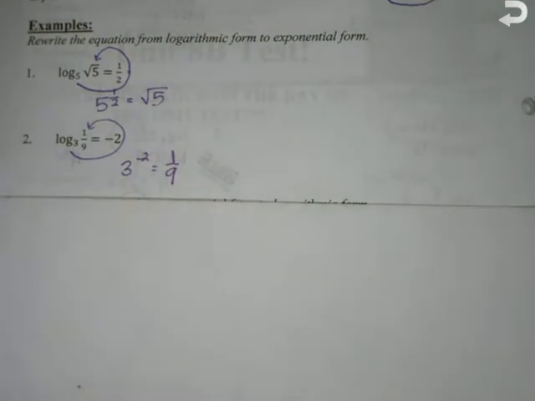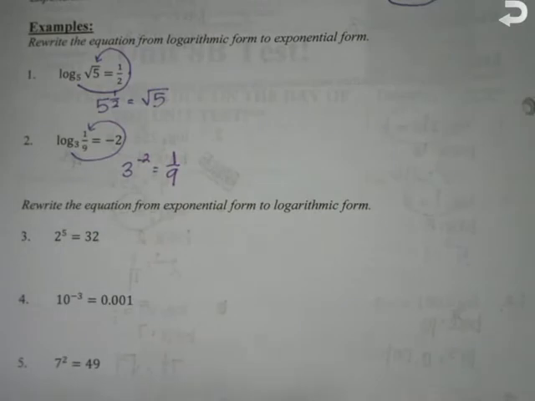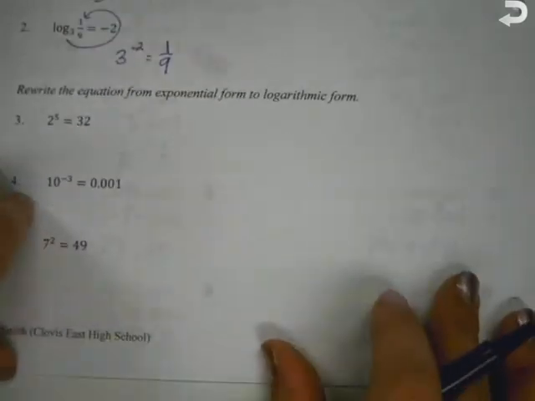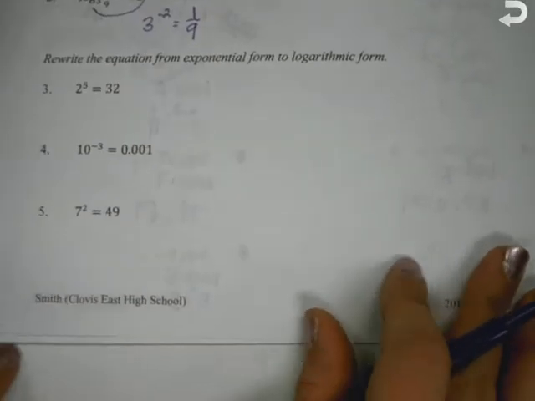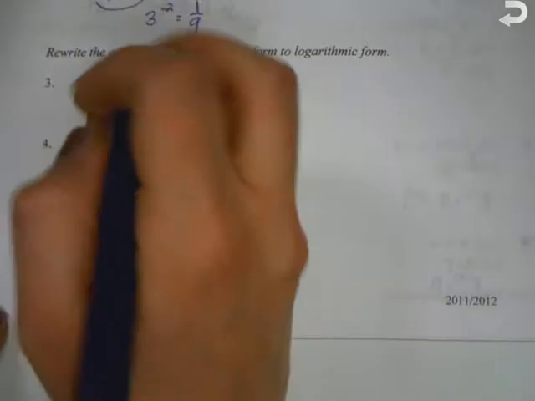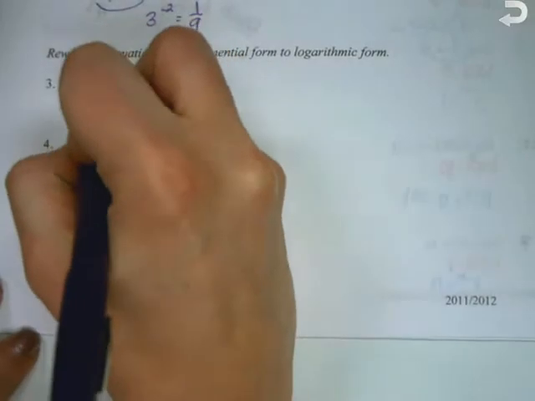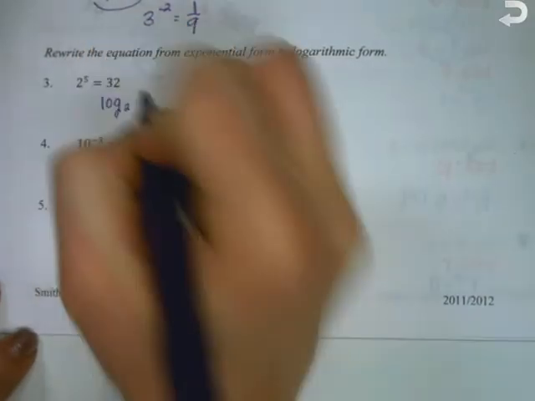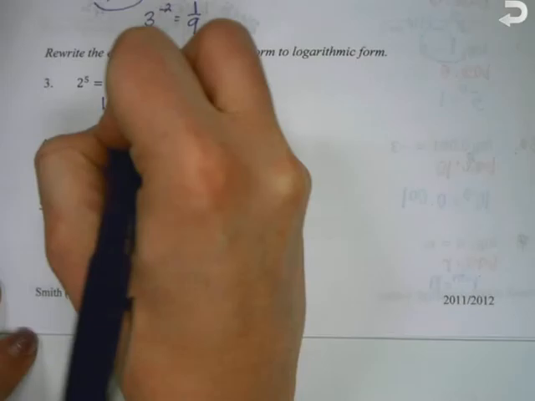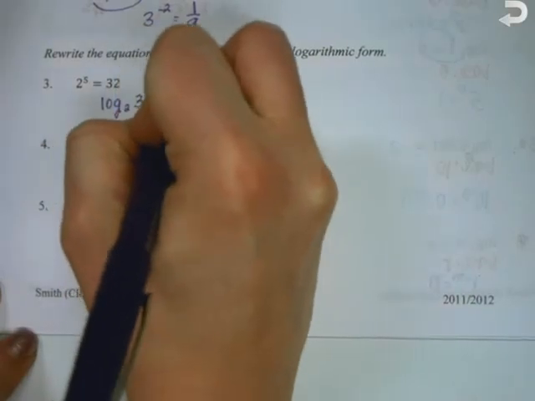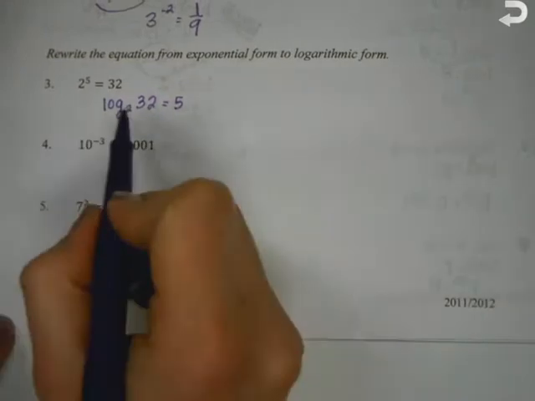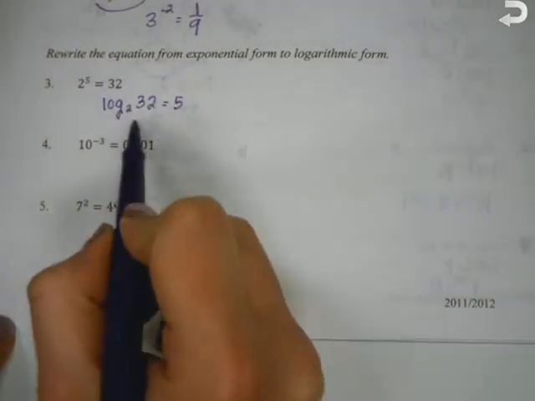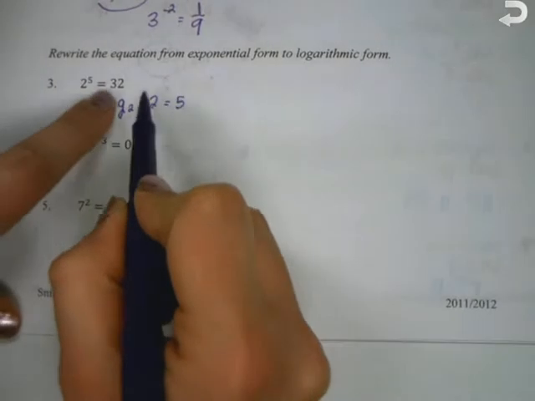For 3, 4, and 5, we want to write from exponential into logarithmic form. Now I think this is a little bit trickier, but let's see. We have a base of 2, so this is log base 2 of 32 equals 5. Okay, and just to double check, let's go around to make sure that we did it correctly. 2 to the 5th equals 32, so we got it correct.